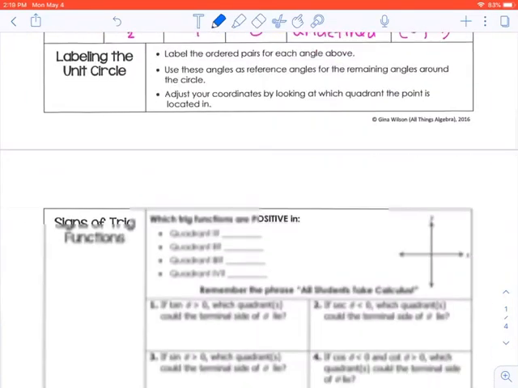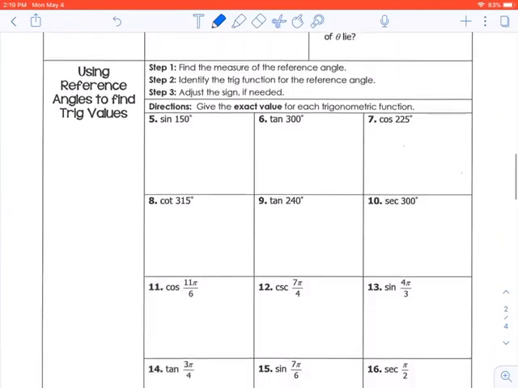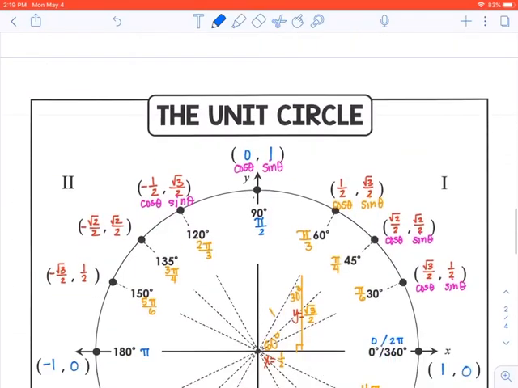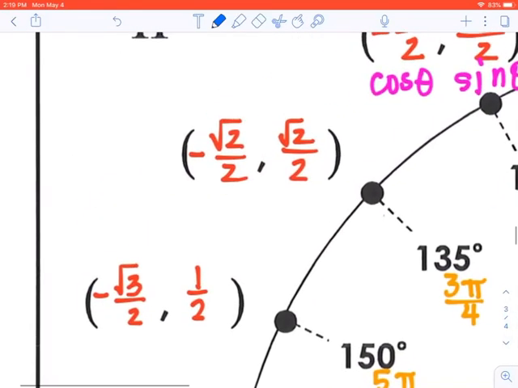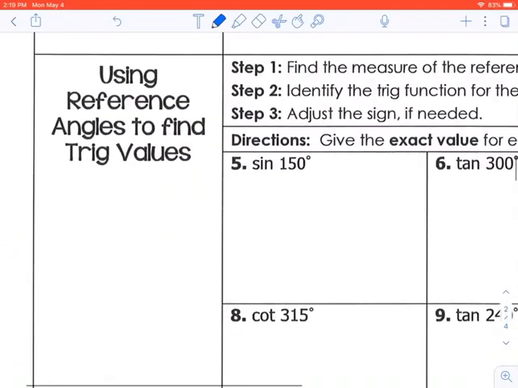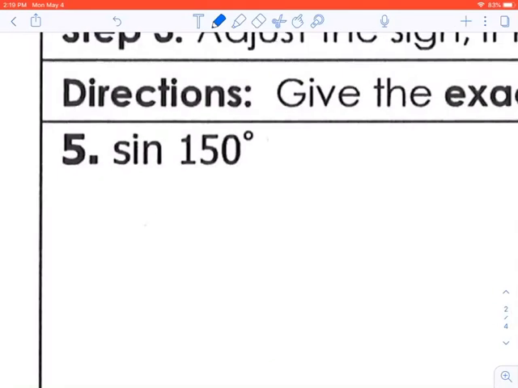So, if I were to come down here, we're going to skip down to sine of 150 degrees now, okay? Well, you can look at your unit circle. If I look at my unit circle, 150 degrees right here. Sine is my y value, so the sine of 150 degrees is just going to be 1/2. Notice I didn't do any work. I don't need to. This is all I need to do.